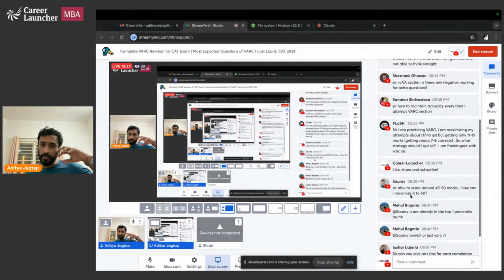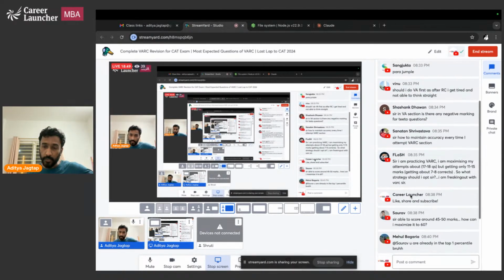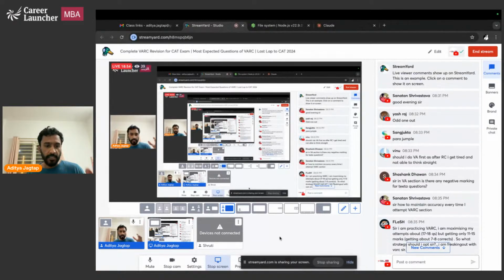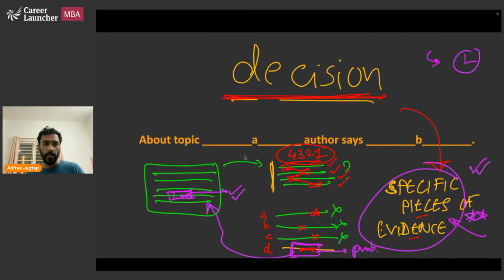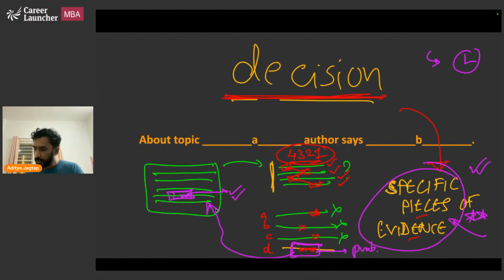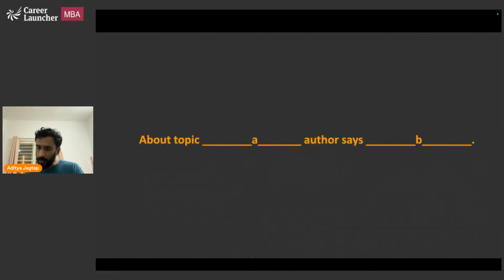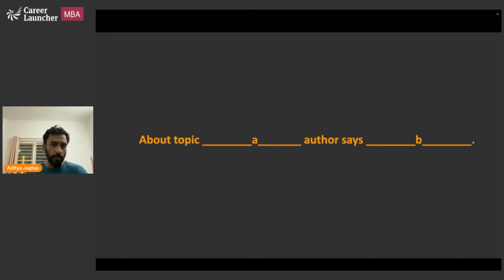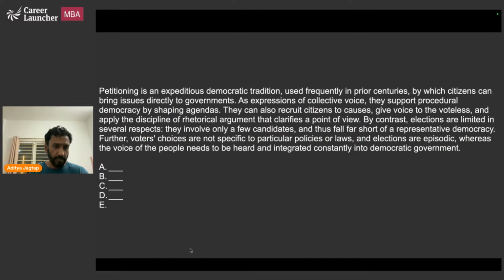Now, Flash also had asked a similar doubt. Let me start out by discussing each question type. So now let me go back to the prior slide. What we are going to do is reduce this passage, which is a 150 to 200 word passage, to this idea that about a certain topic, the author says something specific. This is a previous year passage.